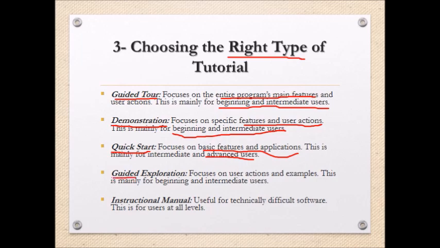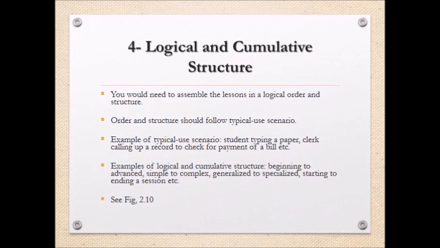Number 4 is guided exploration. Guided exploration focuses on user actions and examples. This is mainly for beginning and intermediate users. Number 5 is instructional manual. The instructional manual is useful for technically difficult software. This can be used by users at all levels.